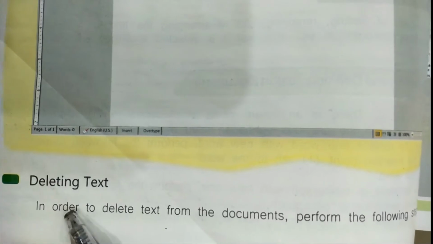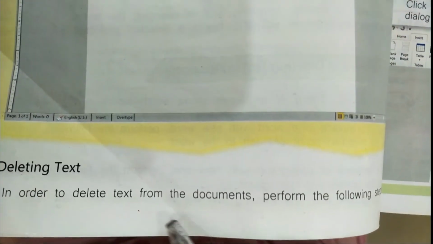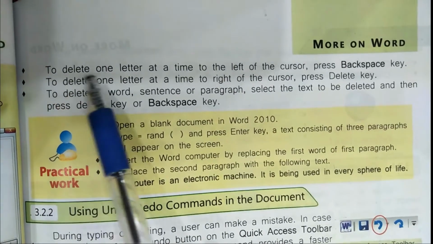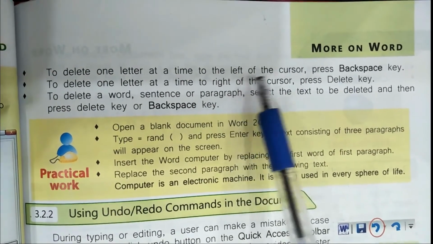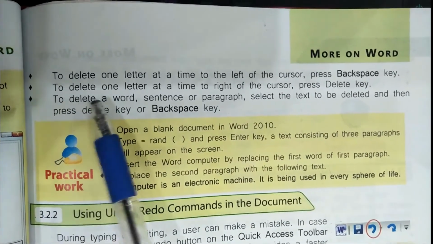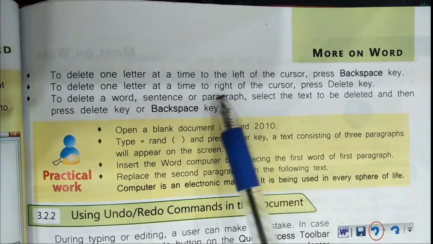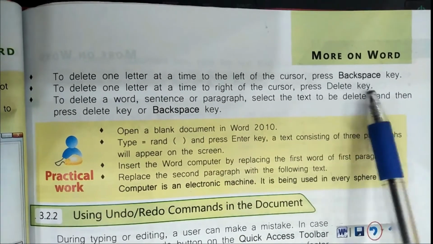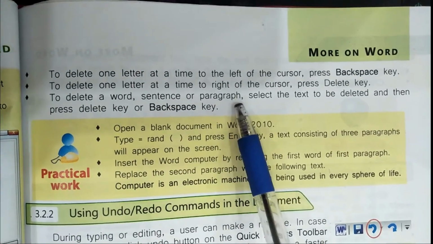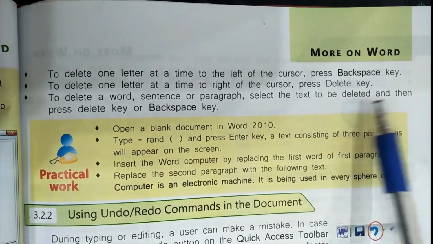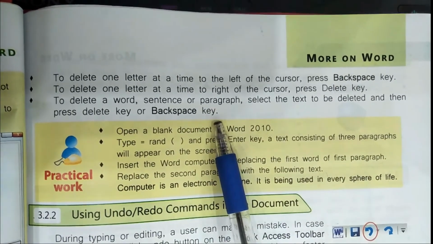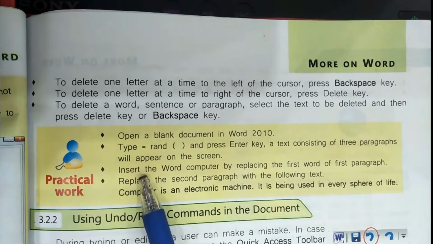Next one is deleting text. In order to delete from the documents, perform the following steps. Number 1 is to delete one letter at a time to the left of the cursor, press backspace key. Number 2, to delete one letter at a time to right of the cursor, press delete key. Number 3, to delete a word, sentence or paragraph, select the text to be deleted and then press delete key or backspace key. Now we will perform these steps practically.